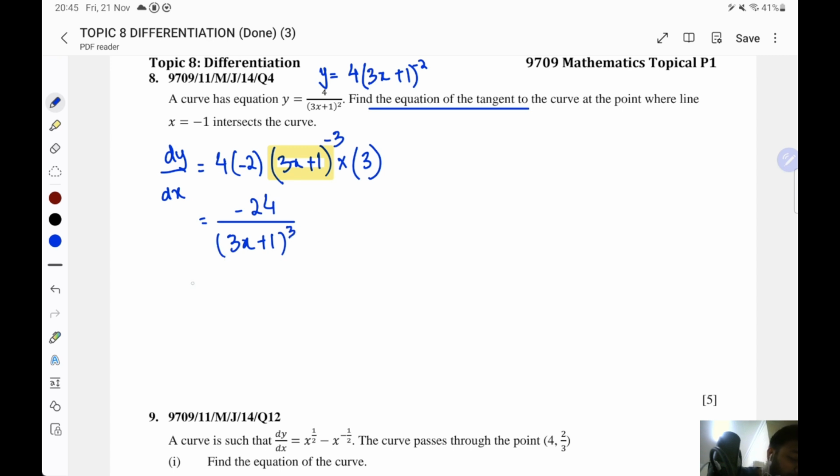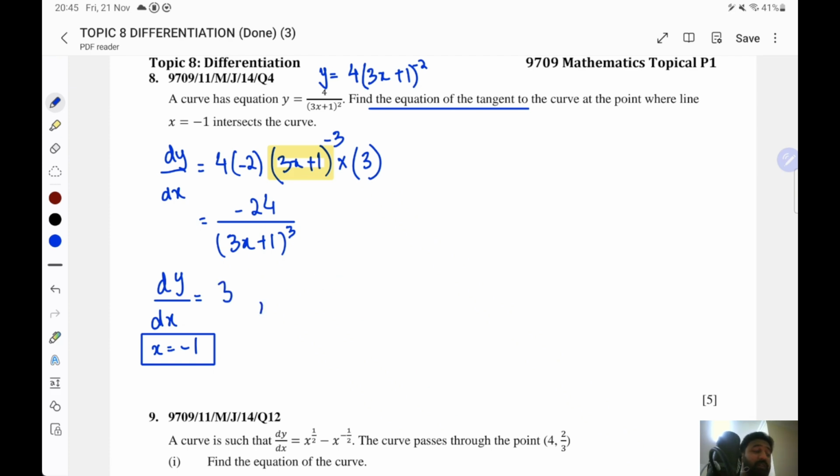We need to find the gradient dy by dx where the value of x is minus 1. Let's substitute x being minus 1 here. So it's going to be negative 24 divided by negative 3 plus 1 to the power of 3. The answer for the gradient is 3.